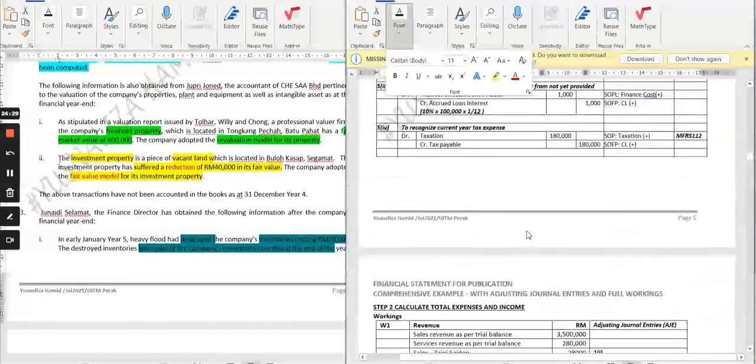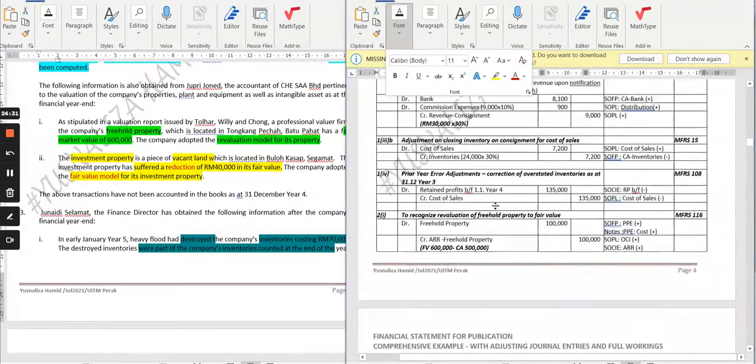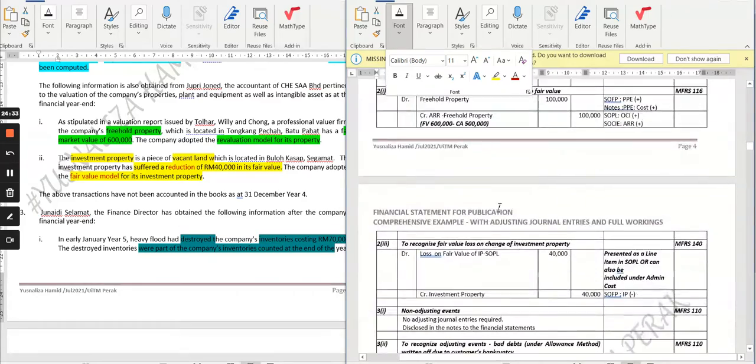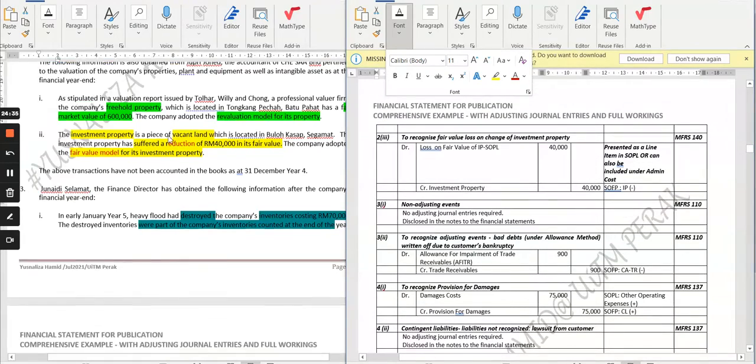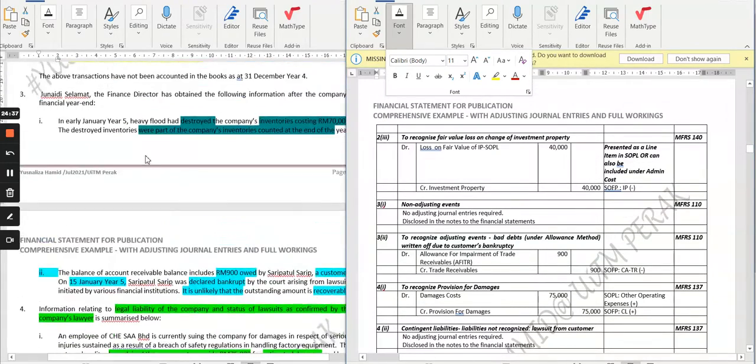Okay, you can do that, or you can include it as part of admin expenses. The next one is related to an item which is under MFRS 110. Under MFRS 110.